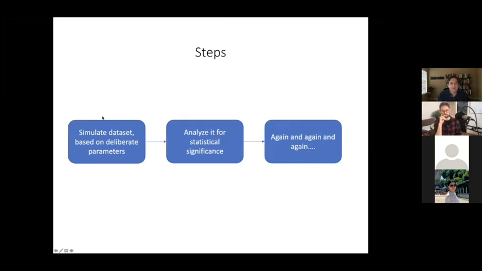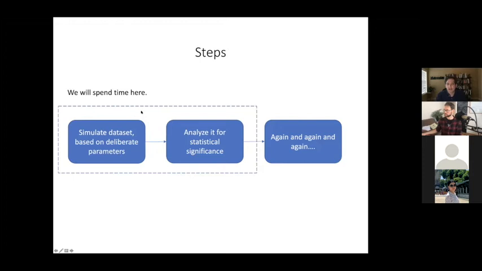So you generate your data set. You analyze it for significance on whichever regression terms you're interested in. And then you do that again and again and again and again. And you can summarize those results, and the proportion of times that you observe a significant result under the assumptions you entered, that is your power for any given term.